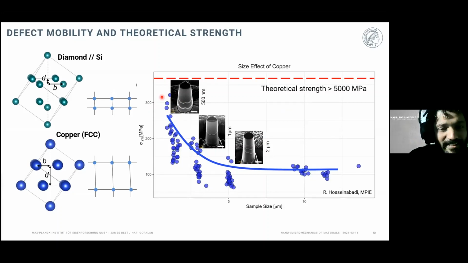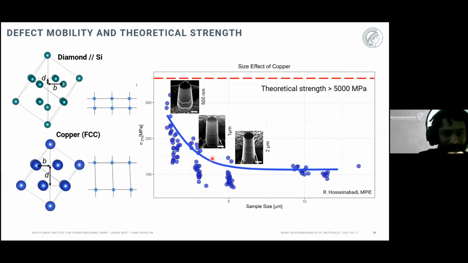So reducing the size basically makes your strength higher. And the other thing that you can notice from a curve like this is when you reduce the size of the sample, the dispersion in the data actually goes up. And that is again related to this probabilistic or stochastic event where the pillar that you shape may not have a defect that is mobile or easy to move. So it becomes very probabilistic and hence statistical at this stage.